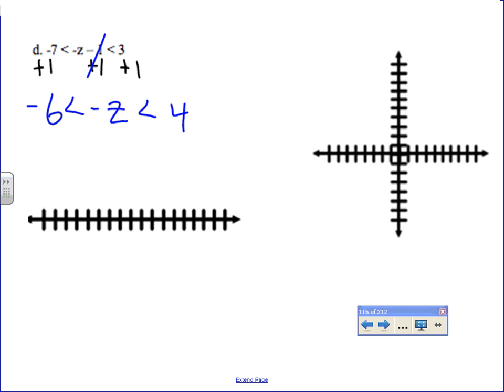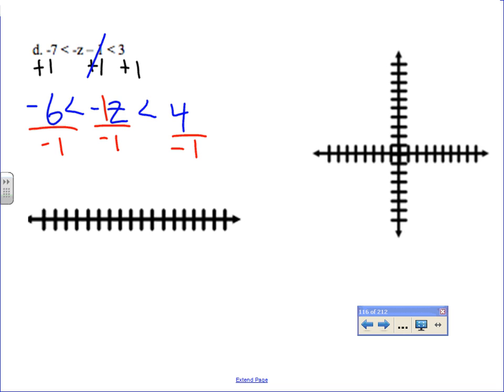Dan. Awesome. And what's going to happen, Dan? And what else is going to happen? Okay, and there's one more thing. Awesome. Why are the signs going to flip? Good. We multiply or divide an inequality by a negative. Remember from lesson 6.1 and 6.2, the inequality signs are going to flip.